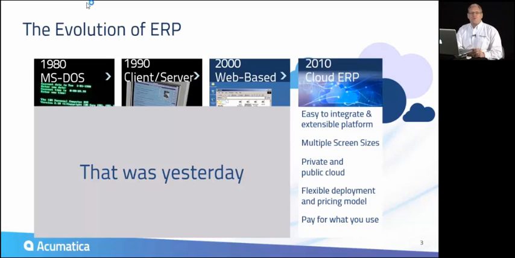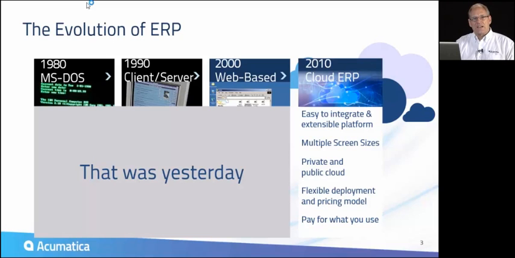Let me put it to you this way. You don't pay for your electricity based on the number of people who live in your house. You pay for your electricity and your telephone and all these other things based on how much of the service you consume. So why shouldn't your software and your computing be the same way? Well, that's where we're at today. That's really what cloud computing is all about, where you're able to start taking advantage of these pay for what you use models. And that's really where we're at today with Acumatica.